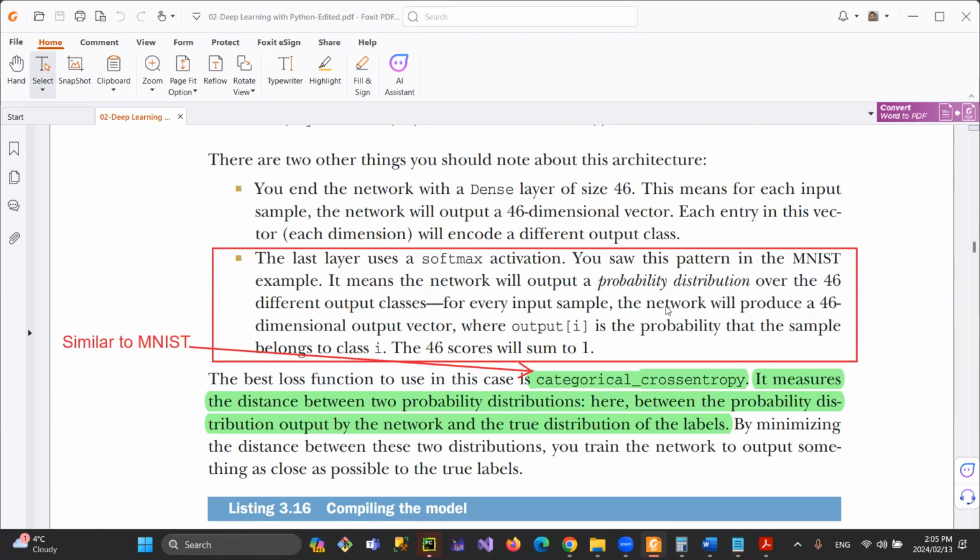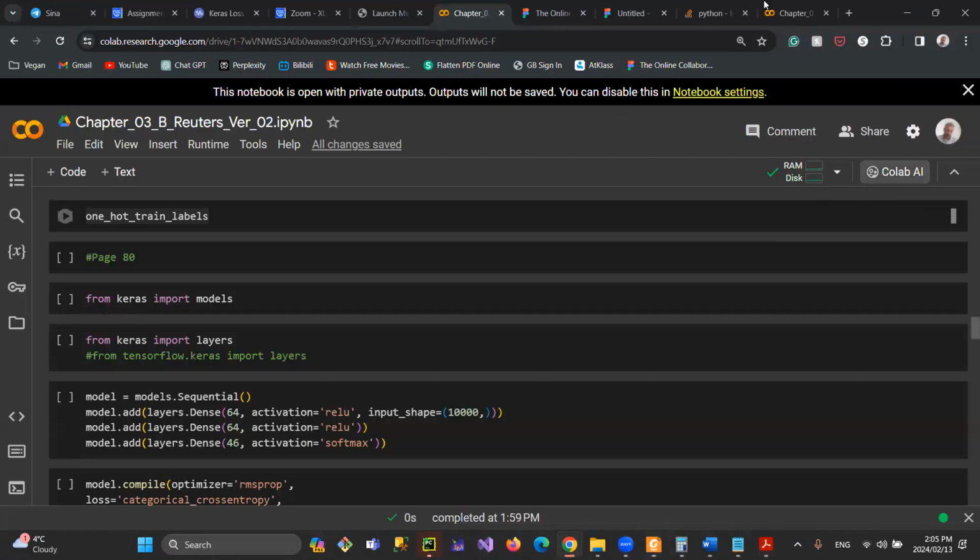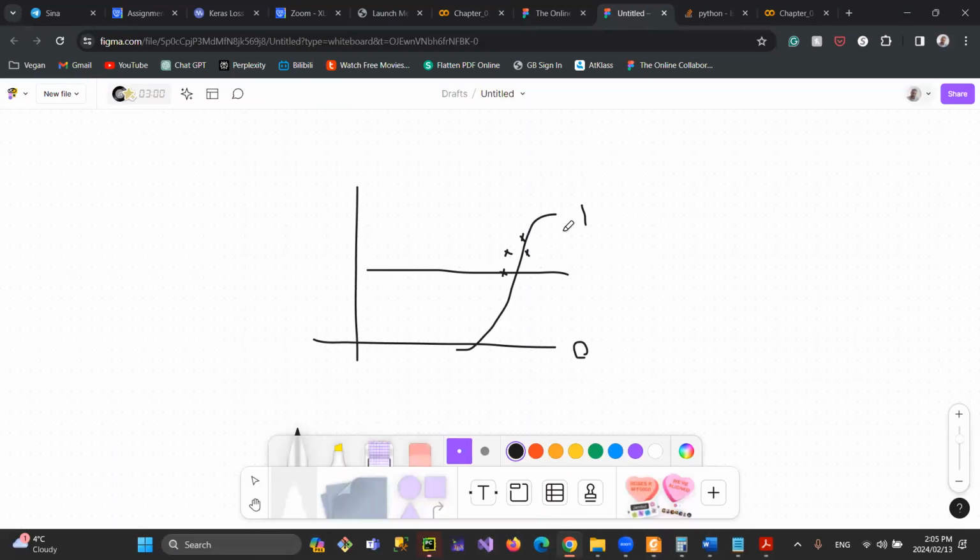Look at this one. It says that the last layer uses a softmax activation. I told you a few seconds ago, or let me just show you in here. If the last layer contains just black and white, true, false, we use sigmoid. But what if we have something like 0, 1, 2, all the way to 9? We have different classes. Or like this example, we have 0 all the way to 45, totally 46 classes. What should we use? We need to use softmax.